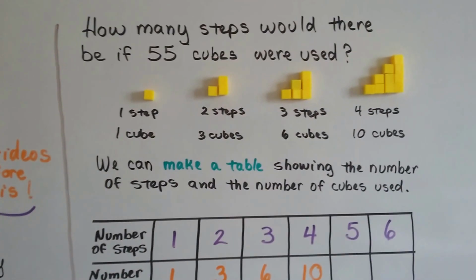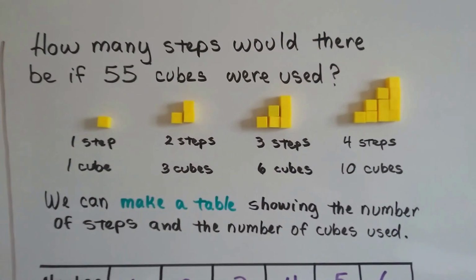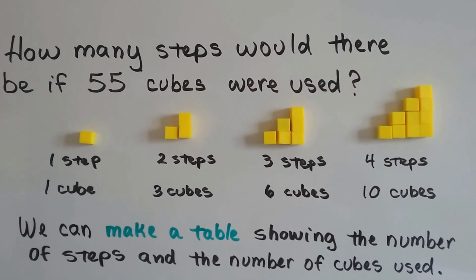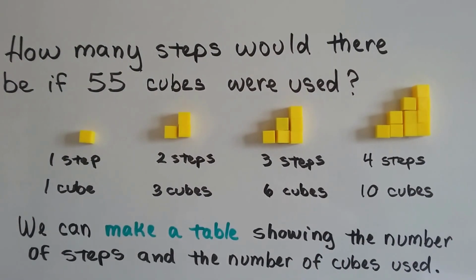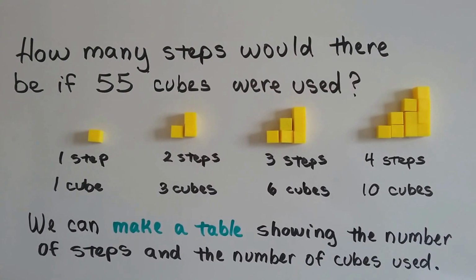How many steps would there be if 55 cubes were used? So we have 1 step, there's 1 cube. 2 steps, there's 3 cubes. 3 steps, there's 6 cubes. 4 steps, there's 10 cubes. And we can make a table showing the number of steps and the number of cubes used.